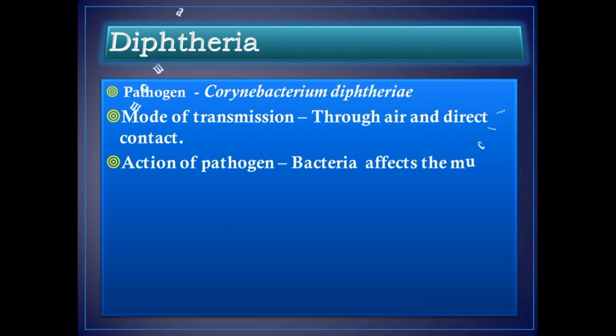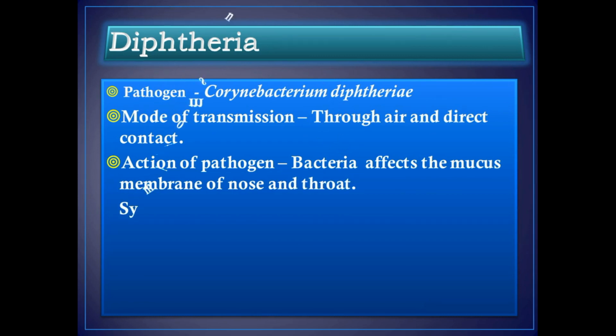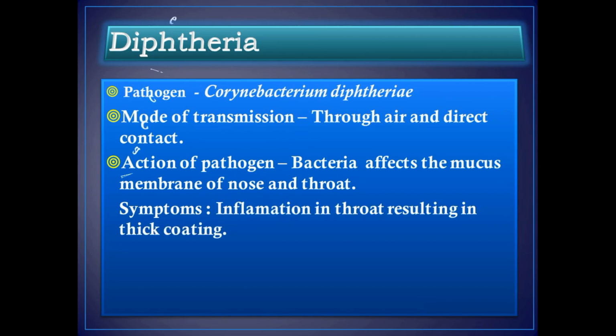Action of pathogen: these bacteria affect the mucous membrane of nose and throat. The symptoms include inflammation in throat resulting in thick coating. And how can we prevent the disease? By taking vaccine. Tdap, DTaP, DT and Td are the major vaccines which we use to defend against diphtheria.